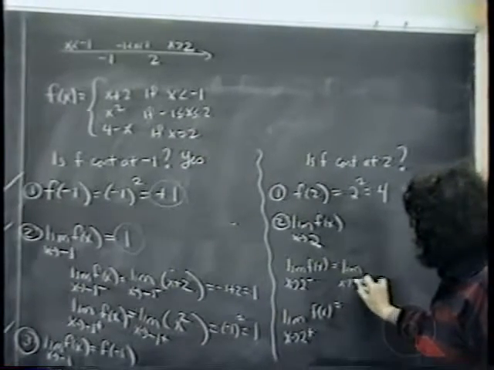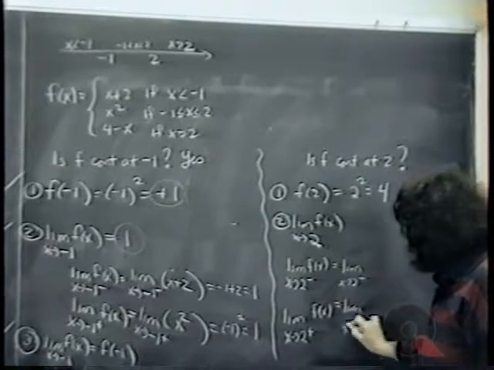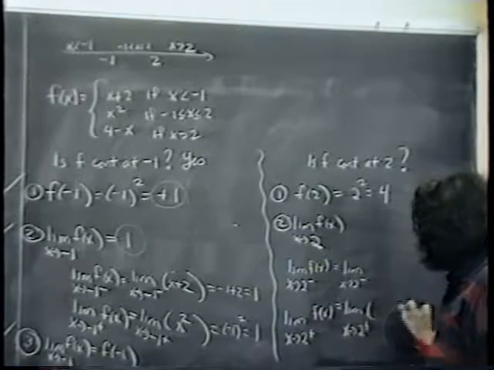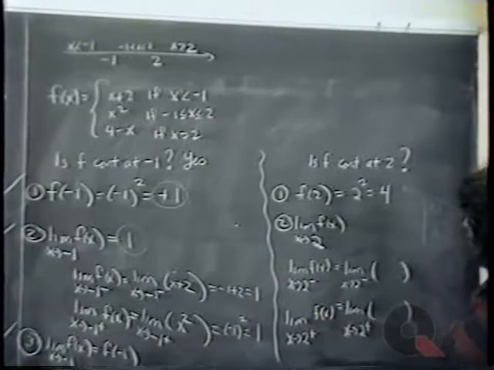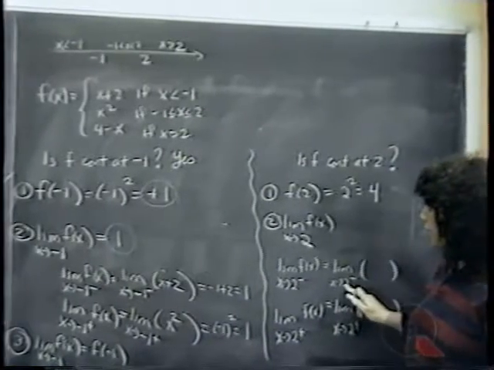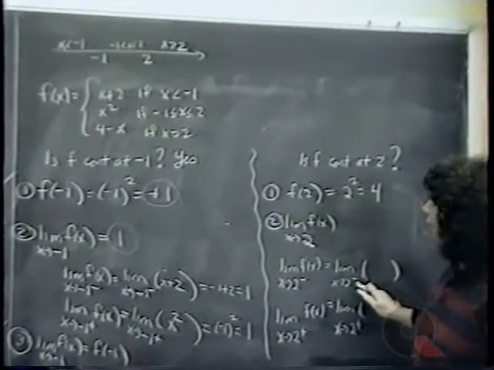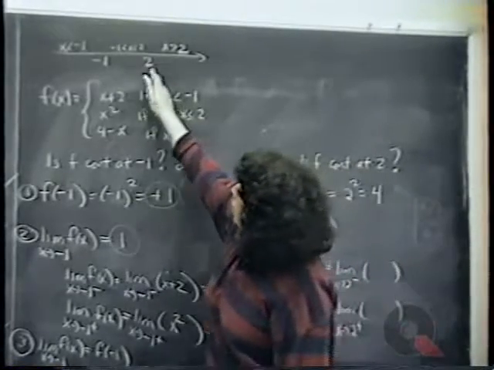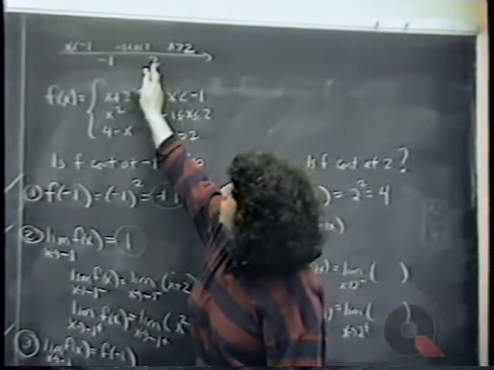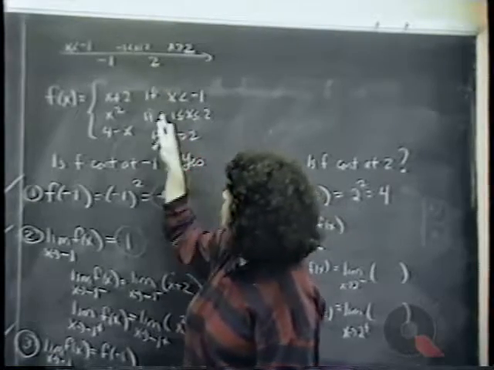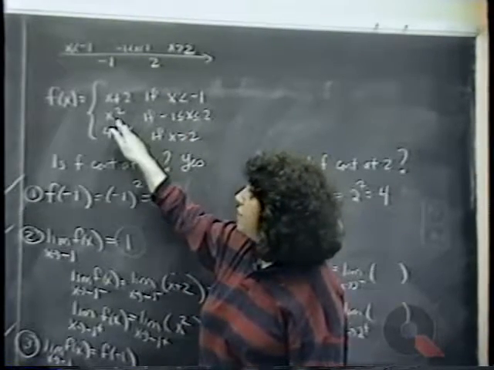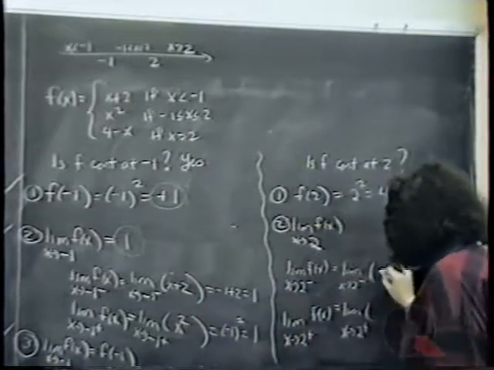Now, the only question is what part of the function gets substituted in for f of x? Well, as you approach 2 from the left side, you're in the minus 1 to 2 region. So for f of x, replace x squared.